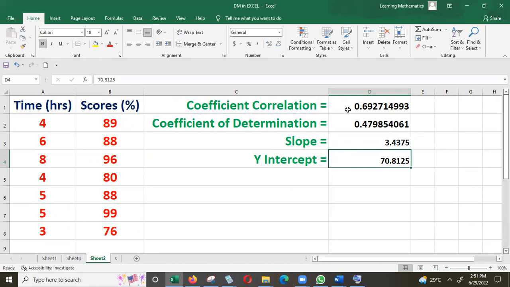So one more time: 0.69 is a strong positive correlation. Whenever your time increases, your score increases. 0.479, about 0.48, means 48% of the variation in score is due to time. A slope of 3.4375 means that every 1 hour that you study, your score increases by 3.4375. And the y-intercept of 70.81 means that if you don't study at all, most likely you might get 70.8%.